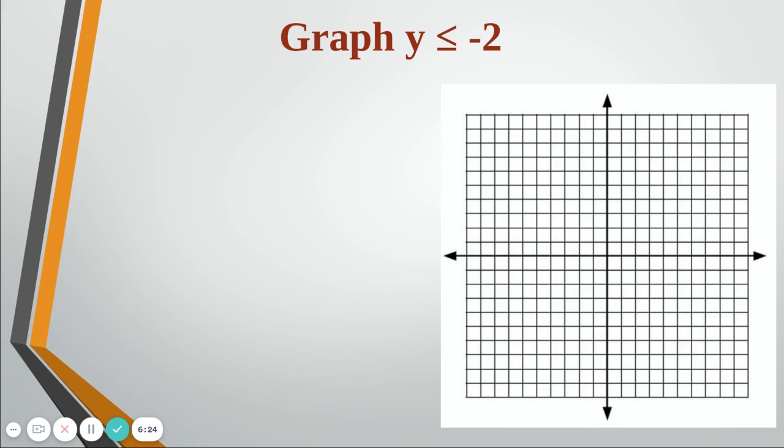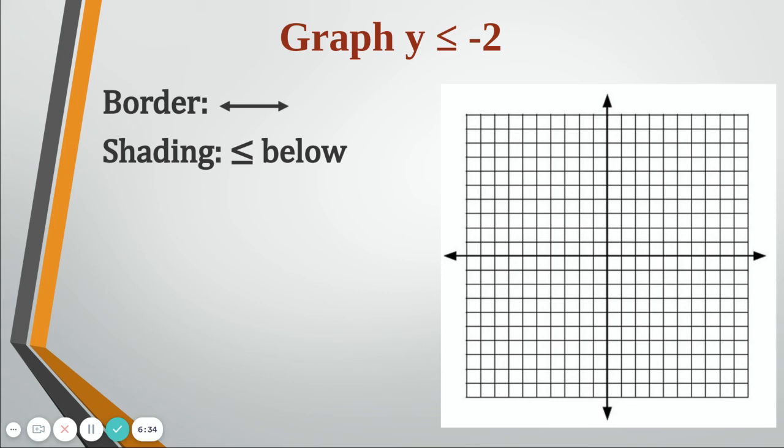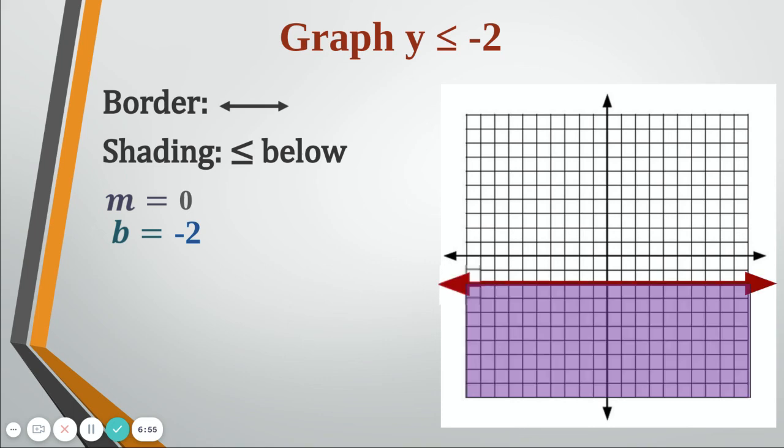Next graph. So the less than or equal to means that my border is a solid line. Because it's less than or equal to, that means to shade below. My slope is 0 because there is no x. So the 0 made the x go away. My y-intercept is -2. So 0 slope means it's a horizontal line that goes through the y-axis at -2, and it is a solid line. The shading is below, so this would be my graph.